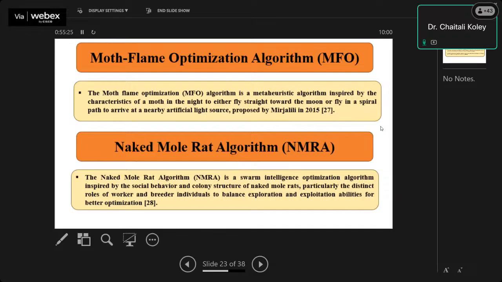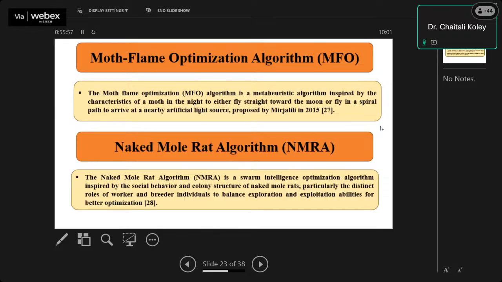Another optimization technique. Like this, there are many techniques. Here is the moth flame optimization algorithm, which was proposed by Mirjalili in 2015. It is also inspired by the moth. As we know, at night a moth flies straight towards the moon, or it flies along a spiral path to arrive at a particular light. So this is the main concept of the moth flame optimization algorithm.